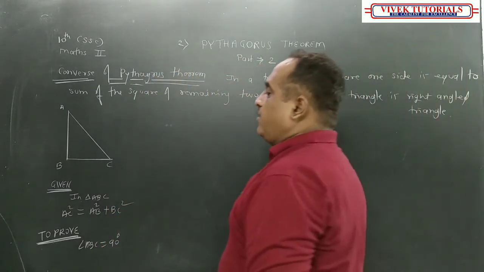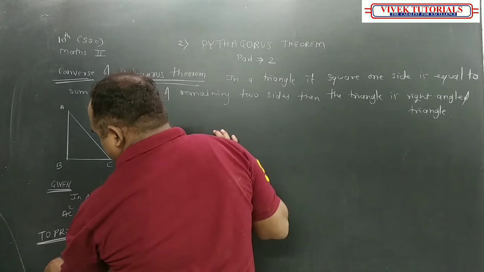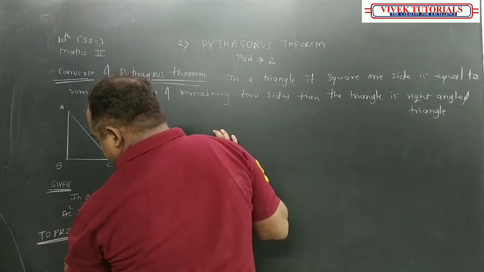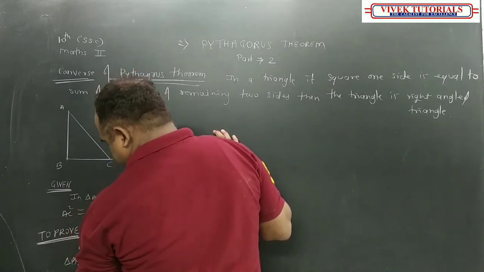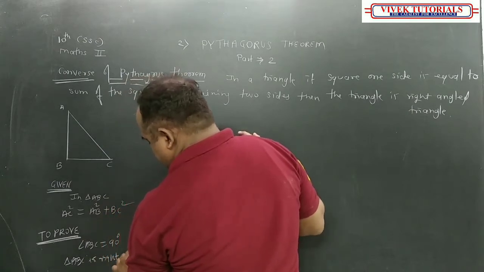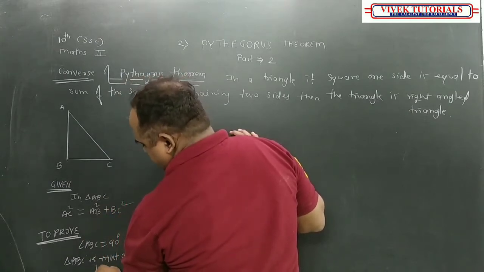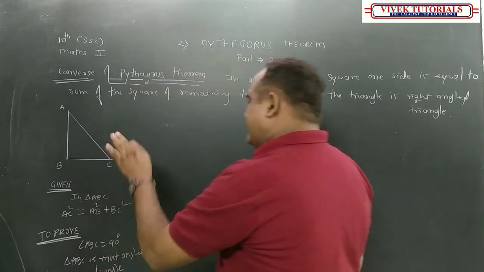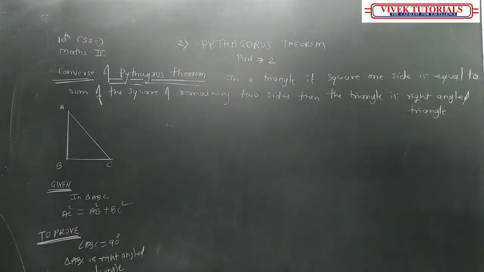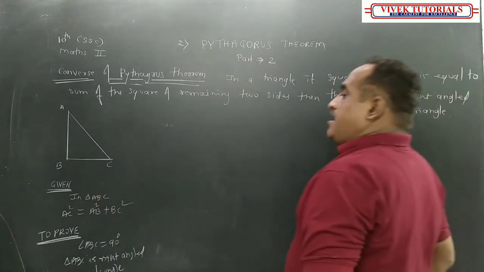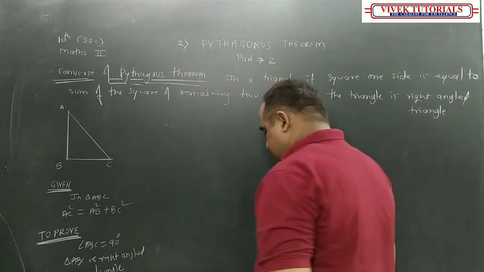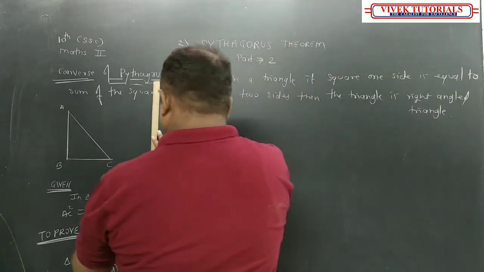Angle ABC कितना हो गया? 90 degree. And triangle ABC is actually a right angled triangle. अगर आपने 90 degree भी prove करते हैं, that indicates this triangle is what? Right angled triangle. Now here we are going to do some construction.